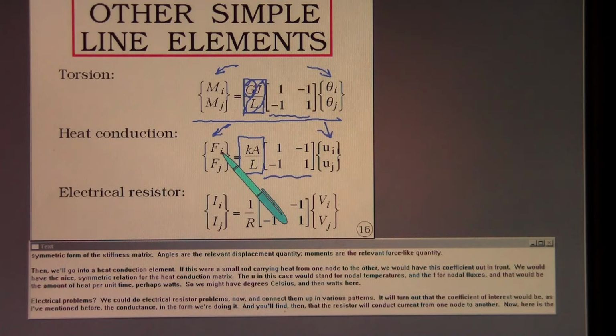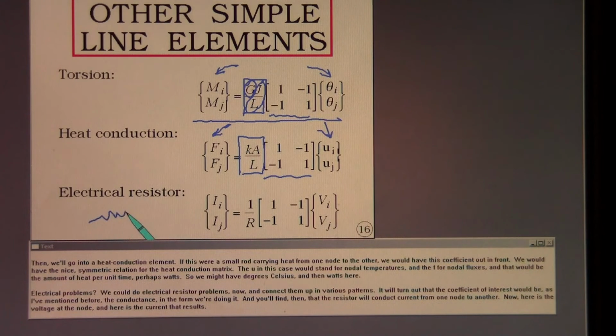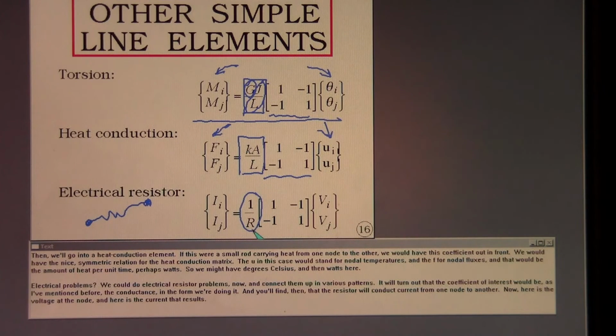Electrical problems, you could do electrical resistor problems now and connect them up in various patterns. It will turn out that the coefficient of interest would be, as I'd mentioned before, the conductance in the form we're doing it. And you'll find then that the resistor will conduct current from one node to another. Now here is the voltage at the node, and then here is the current that results.